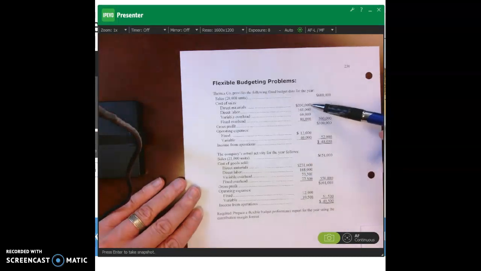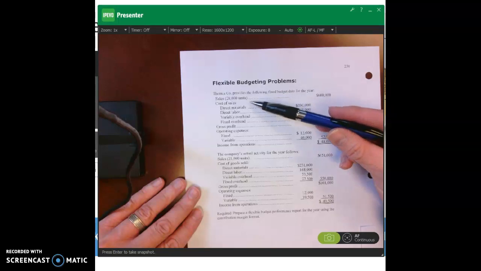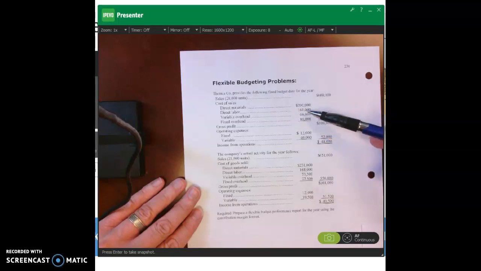Same thing here with my cost of my materials. I could take my 200,000 divided by my 20,000, and then that gives me my direct materials per unit sold. Direct labor, 160 divided by the 20,000, gives me my direct labor per unit sold, so on and so forth here, and then also with my variable operating expenses down here.